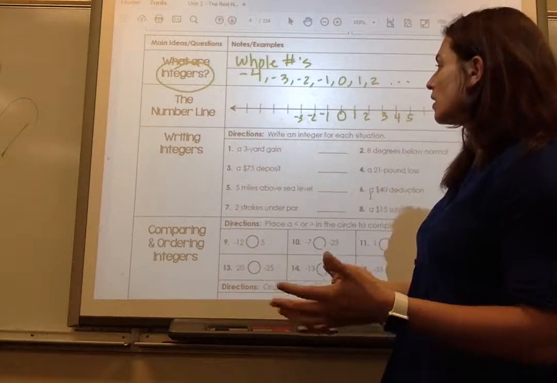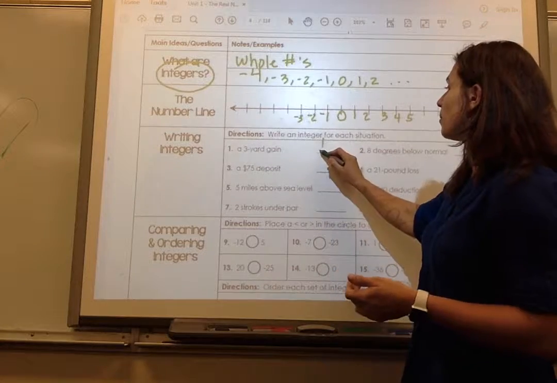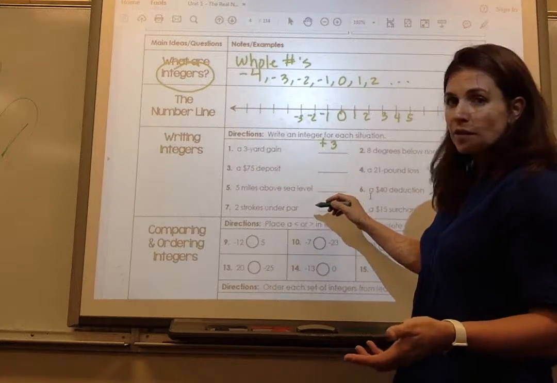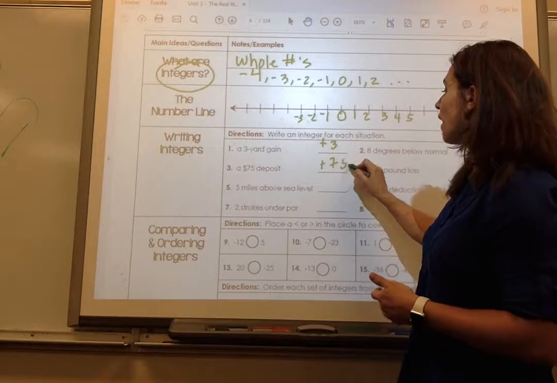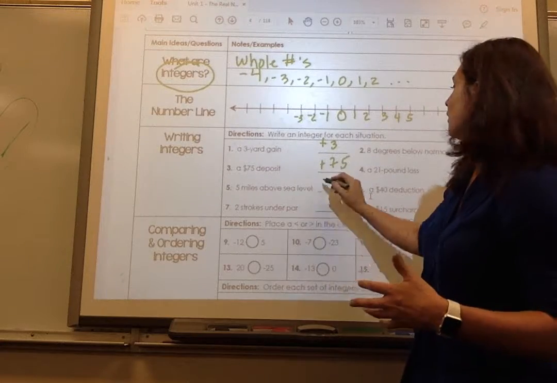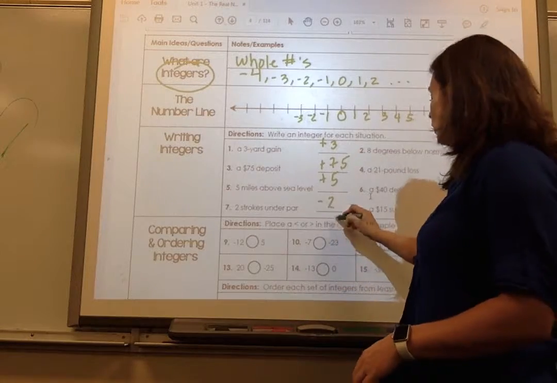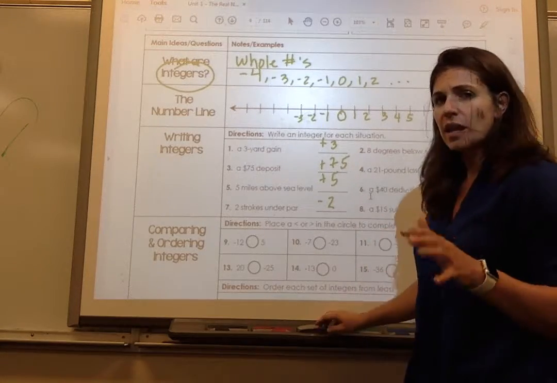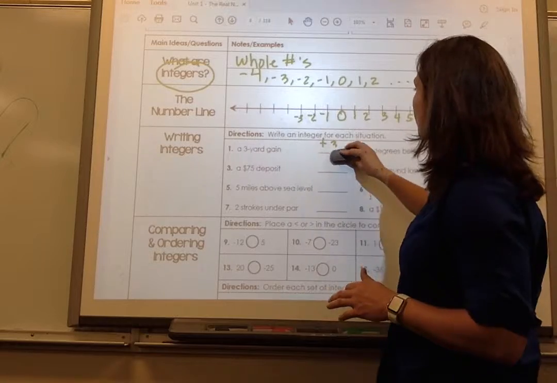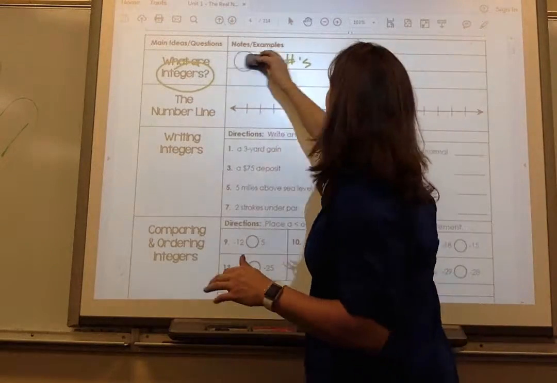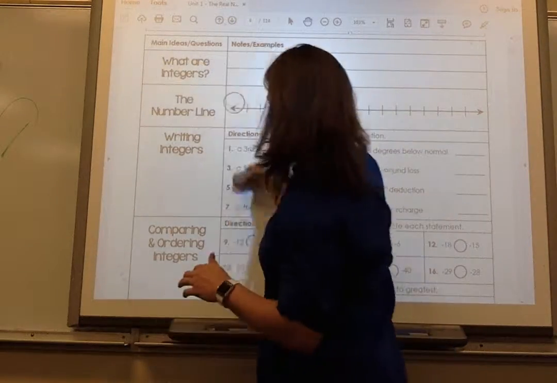So if I'm writing an integer, a 3-yard gain is going to be +3. A $75 deposit is +75. 5 miles above sea level is +5. 2 strokes under par, -2, and so on. So hopefully this is a lot of review for you, so I'm going through it fairly quickly so you can move on to your homework.